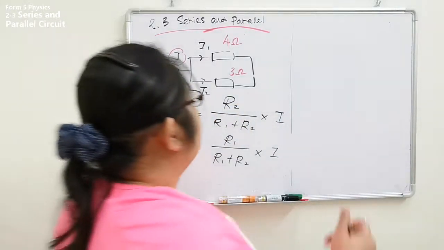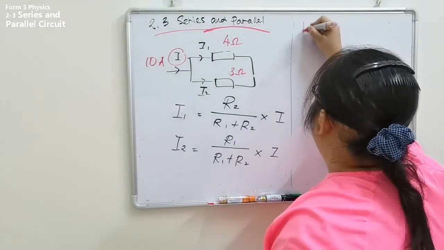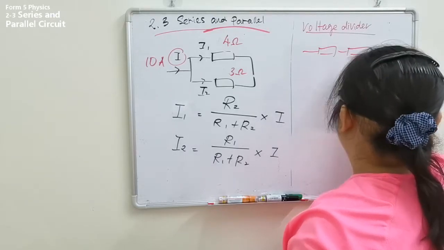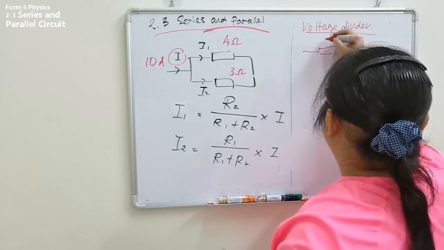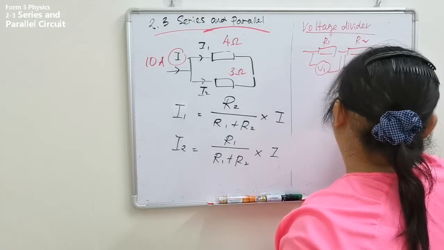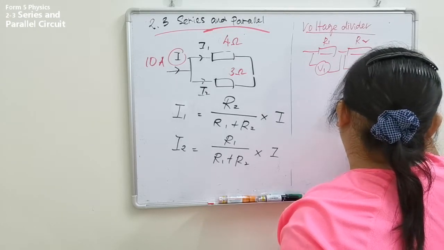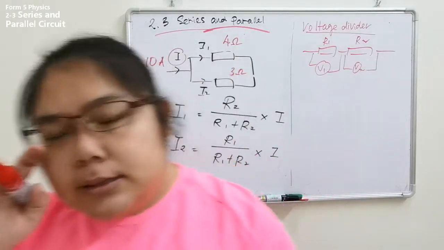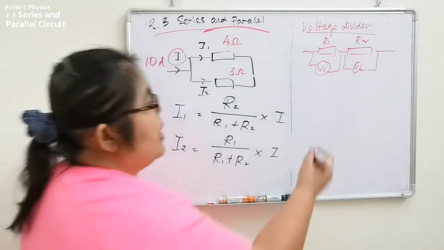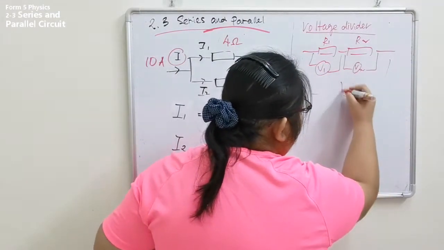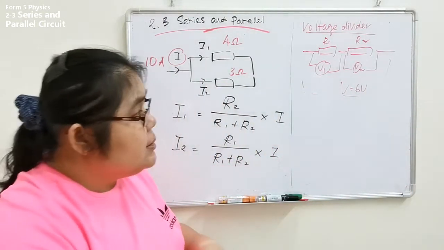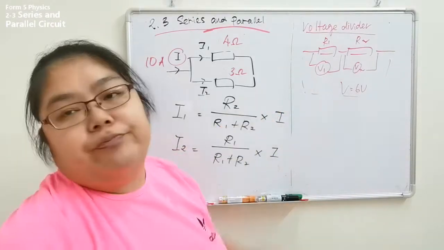The second part, at the bottom, is the voltage divider. Voltage divider is when the resistors are in series. In the series, this one is R1, this one is R2, and they have voltmeters V1 and V2. In this situation, the question never provides the current, but it tells you the overall V, for example 6 volt. Then the question is, please find V1.